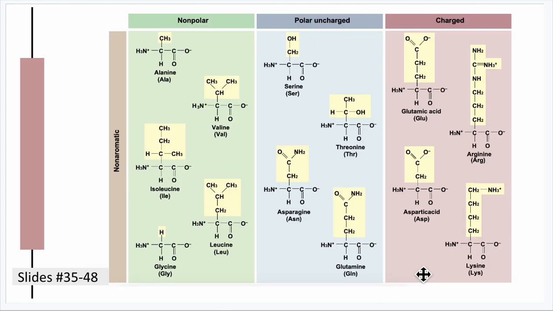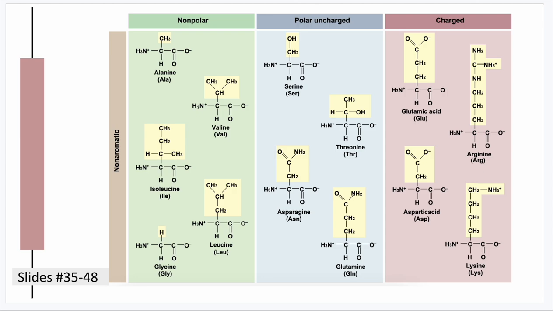And so here are just some of the structures of the different amino acids. If you look more carefully, you should be able to identify what makes a nonpolar or a polar amino acid, based upon what functional group or side group is attached to that alpha carbon.